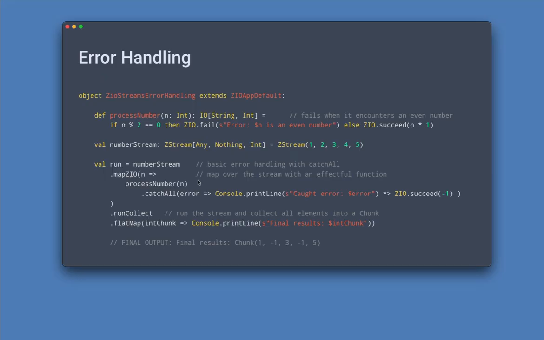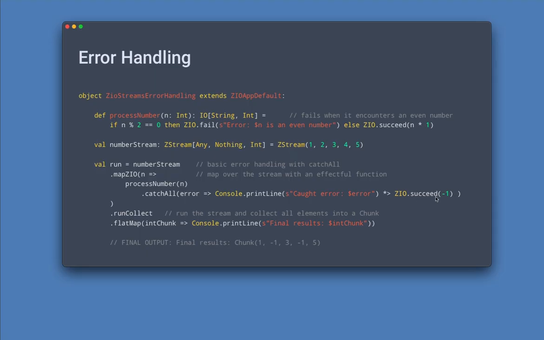I'm going to use mapZIO, and mapZIO lets us map over a stream with an effectful function. So this is going to be our effectful function inside of here. For every number in that stream, I'm going to call processNumber. Then one possible way to deal with errors right here is to use catchAll and say, okay, I got an error. What I want to do is print that error.